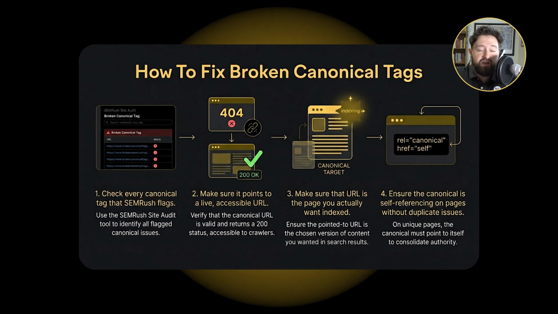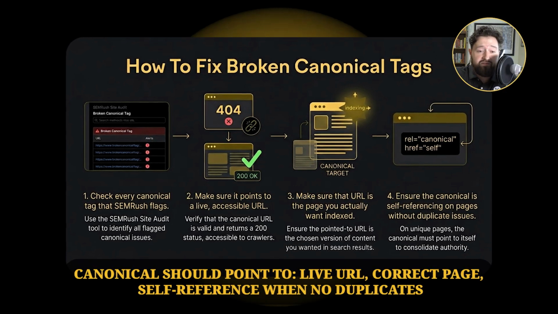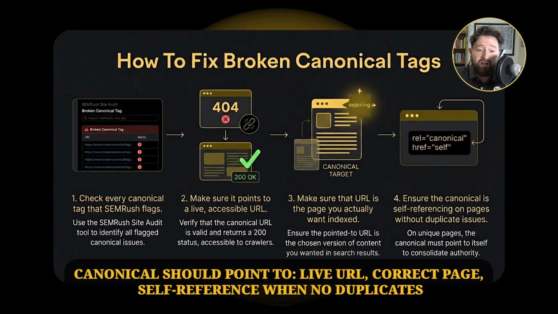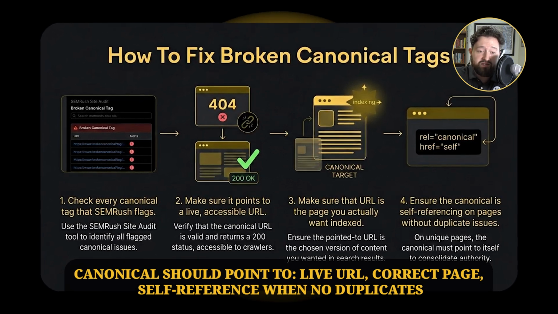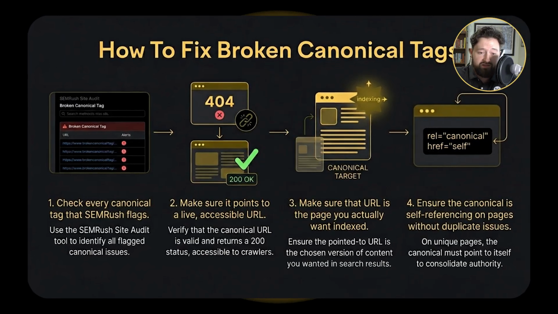The fix is to check every canonical tag that SEMRush flags. Make sure it points to a live accessible URL. Make sure that URL is the page you actually want indexed, and make sure that the canonical is self-referencing on pages that do not have duplicate issues, meaning the page points to itself as the canonical.